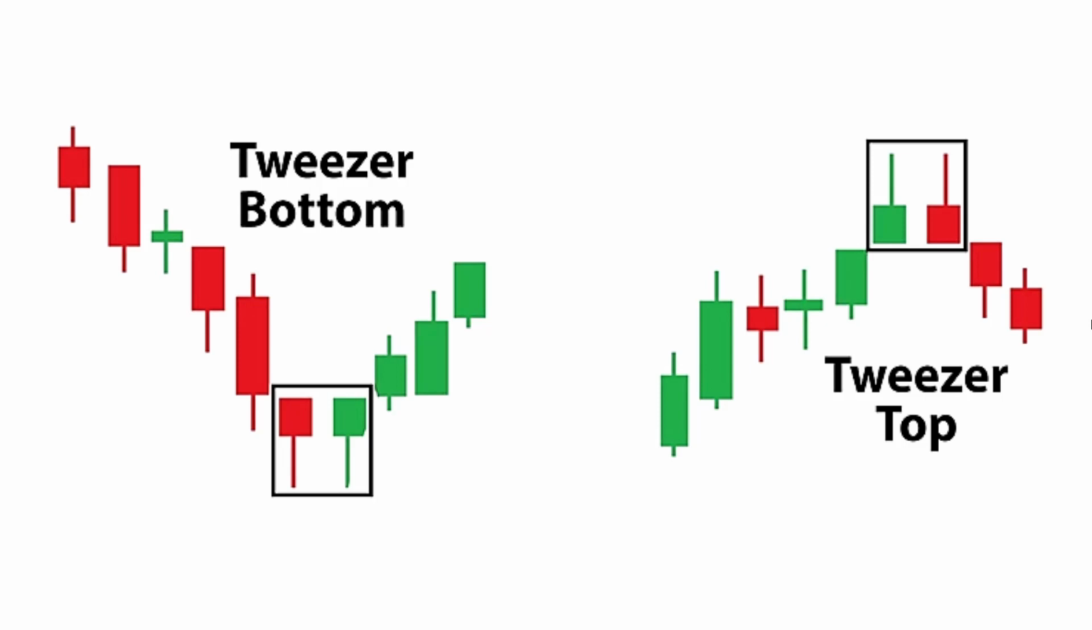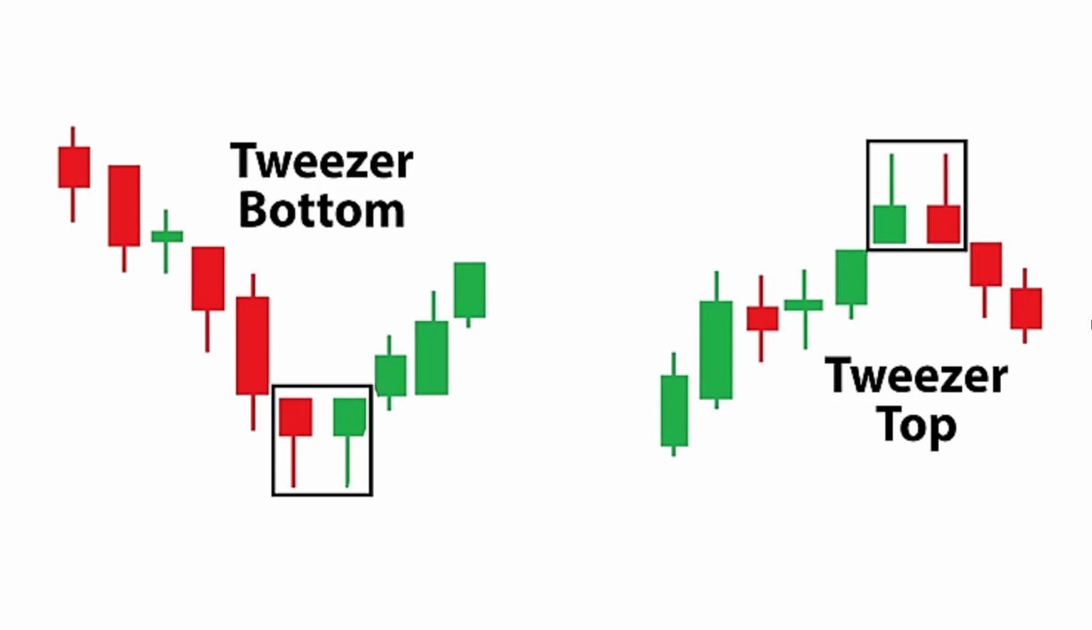Tweezer candlestick patterns are two reversal patterns. This type of candlestick pattern is usually spotted after an exhausted uptrend or downtrend, indicating that a reversal will soon occur. There are two types of tweezer patterns, the tweezer bottom and tweezer top. The most effective tweezers have the following characteristics.